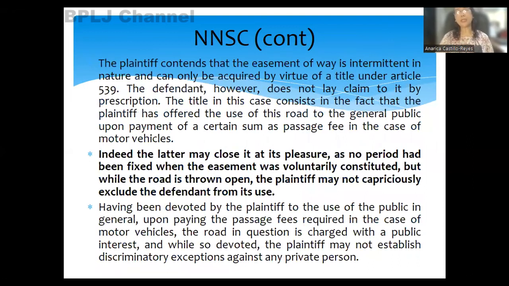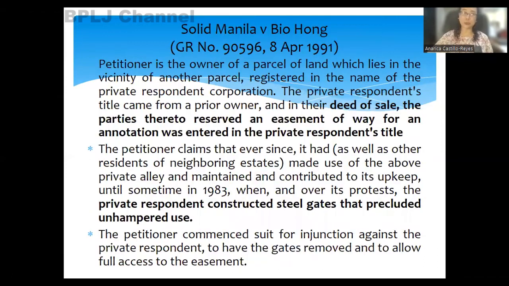Indeed, the latter may close it at its pleasure as no period had been fixed when the easement was voluntarily constituted. But while the road is thrown open, the plaintiff may not capriciously exclude the defendant from its use. We now go to the case of Solid Manila versus Yoko.